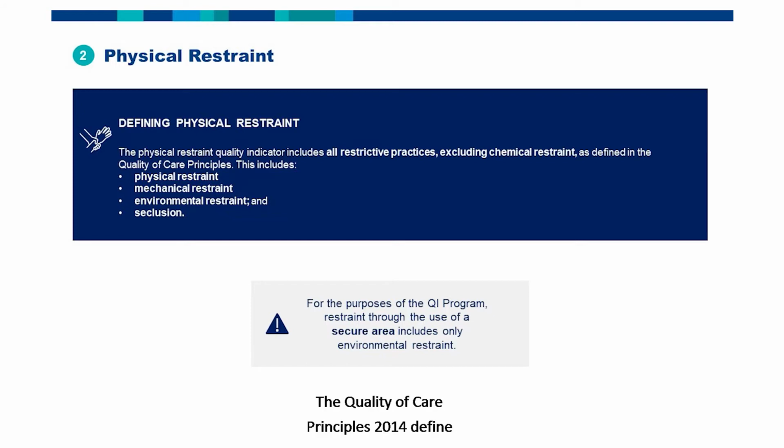The Quality of Care Principles 2014 define restrictive practices as any practice or intervention that has the effect of restricting the rights or freedom of movement of a care recipient. The QI Program Physical Restraint Quality Indicator measures and reports data relating to all restrictive practices, excluding chemical restraint. This includes physical restraint, mechanical restraint, environmental restraint, and seclusion as defined in the Quality of Care Principles.